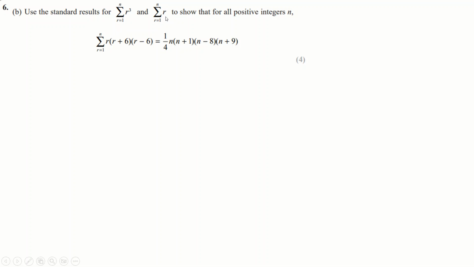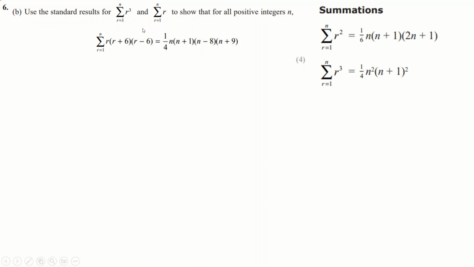Part B, use the standard results, which we can find in the formula book, to show this thing equals this thing. When you expand this out, you get r squared minus 36. So times by r is r cubed minus 36r.